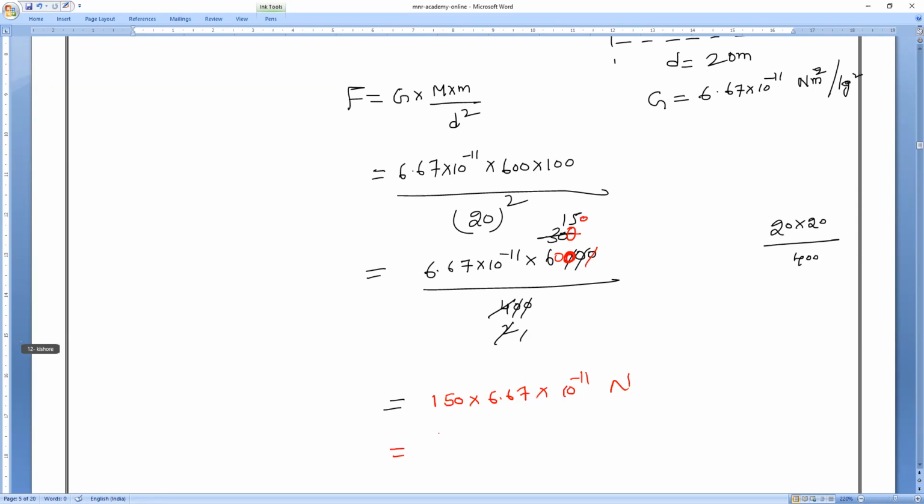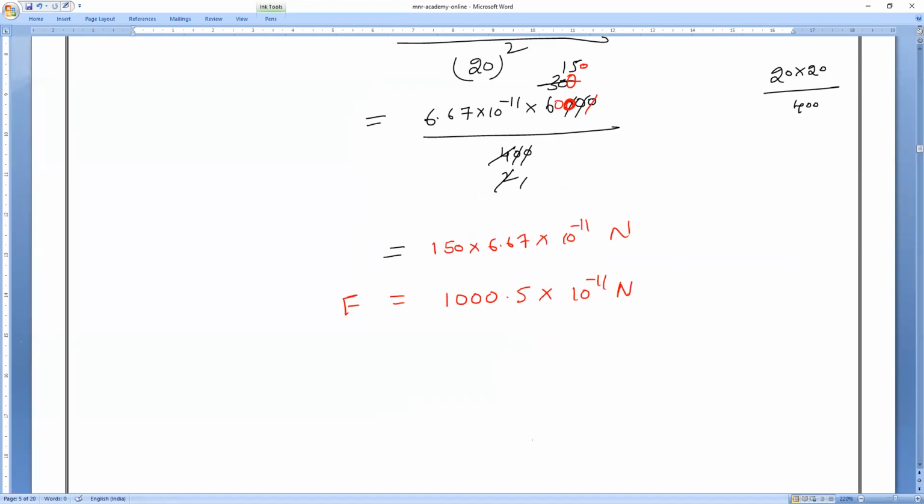How much, all of you? 150 into 6.67, how much is the answer? 1000.5 into 10 power minus 11 newtons. That is the force of attraction. Now, can you reduce it so that the decimal is placed here? Can you tell me the answer? Anybody? The decimal is shifted 3 digits before.